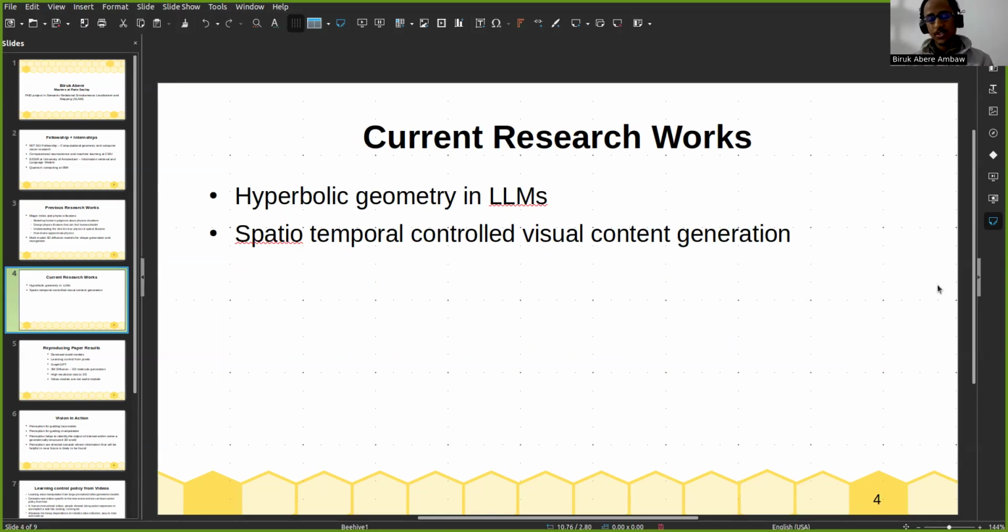One of the researches is on hyperbolic geometry in large language models. Instead of treating words in a Euclidean embedding space, we can treat them as a hyperbolic curved manifold, so that we can capture some kind of complex relationship among words. The next research, which I'm doing with my supervisor at RAN, is spatial temporal control visual content generation. The name is self-explanatory.